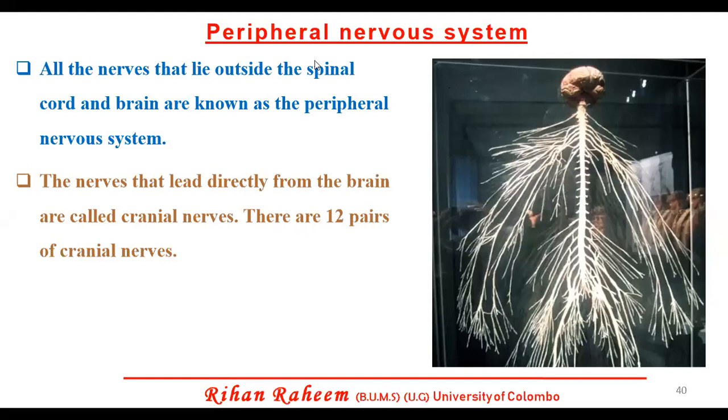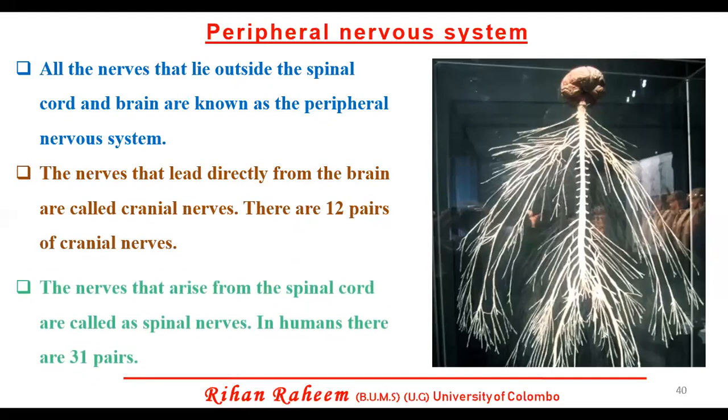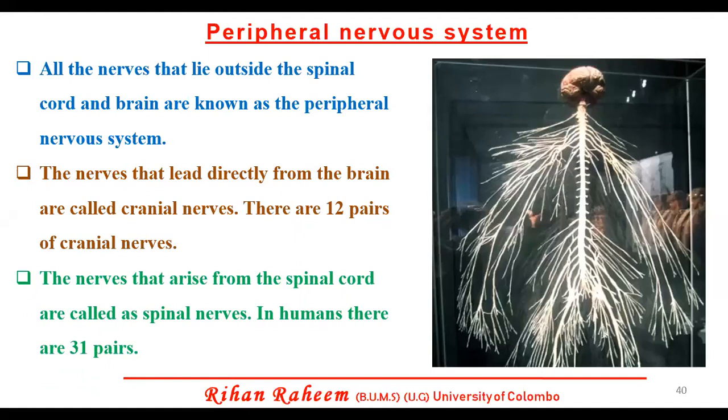Don't worry. All the nerves that lie outside the spinal cord and the brain are known as the peripheral nervous system. Now we know that, very simple. The nerves that come out directly from the brain are known as cranial nerves. How many pairs are there? I told you, 12 pairs of cranial nerves. Likewise, the nerves which arise from the spinal cord: the spinal cord is like a highway, and from the highway, small roads are going. You have 31 pairs. Left side 31, right side 31.